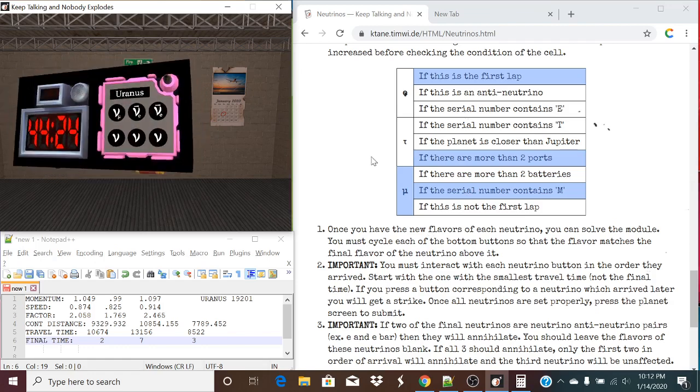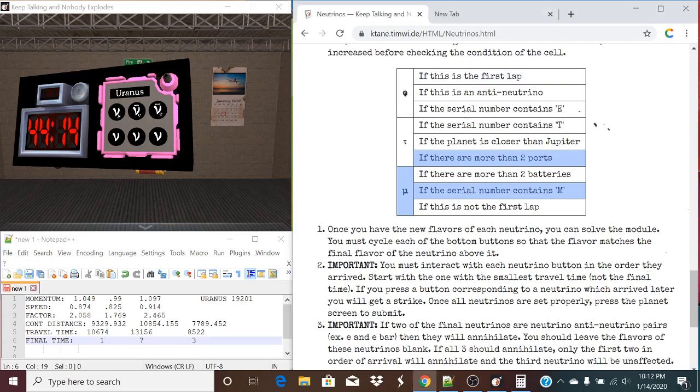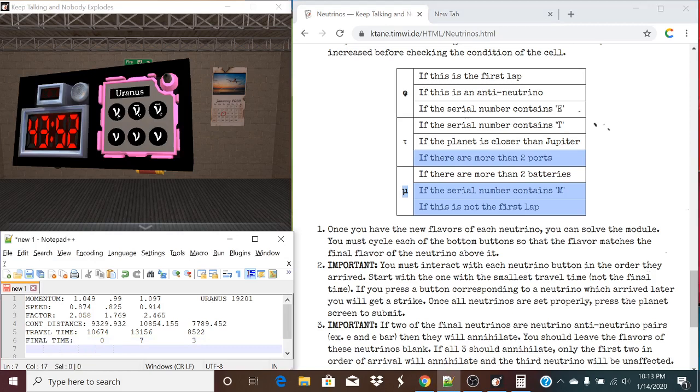If the serial number contains a mic, we've already been to this rule, but it still applies because we're going to keep looping around through this list. So we subtract 1 from here, and that gives us a 1. Now we've made it past our first lap, and this condition no longer applies. If this is not the first lap, it is not, so we subtract 0, and that's our final cell. No moving anywhere else. What does this cell correspond to? This corresponds to the mu flavor, so I'm going to write it down here. This final neutrino will be a mu.